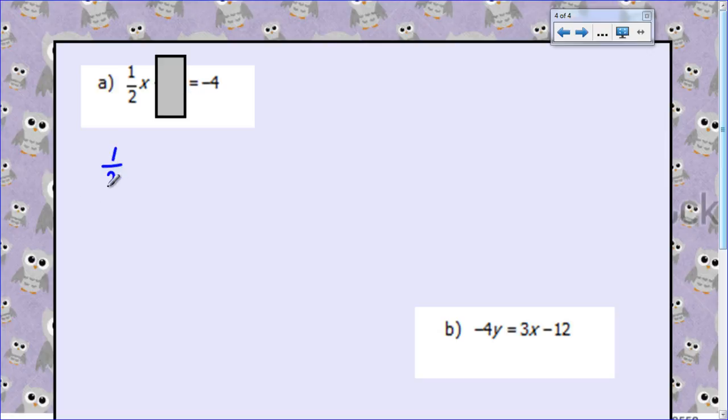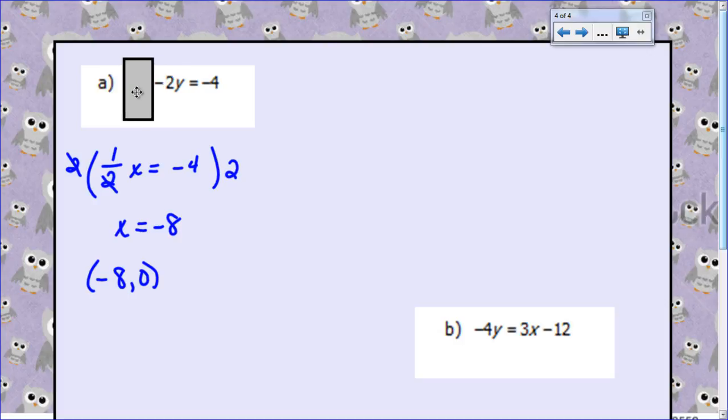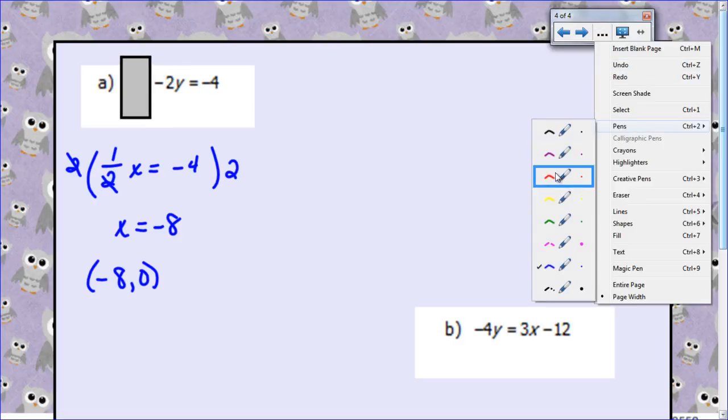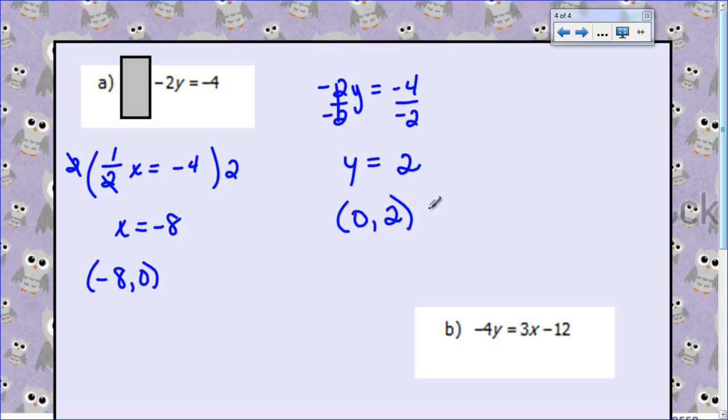So the x-intercept is the same thing as doing 1/2 x equals negative 4. Well, if I solve this equation by multiplying both sides by 2, I get that x is equal to negative 8. So I know then that my x-intercept is at the point negative 8, comma 0, because that's what x equaled. Now, if I want to find my y-intercept, then I cover up the x part, because if I were to plug in a 0 for that, it would disappear. So for my y-intercept, I have negative 2y equals negative 4. And when I divide both sides by negative 2, I get y is equal to 2. So I know then that my y-intercept is at 0, 2.